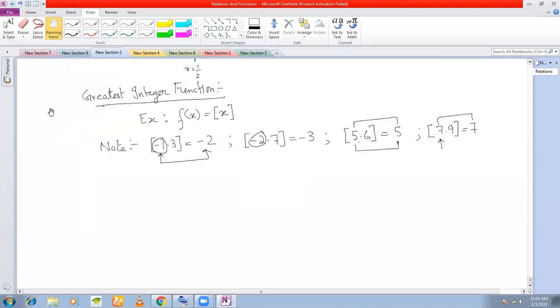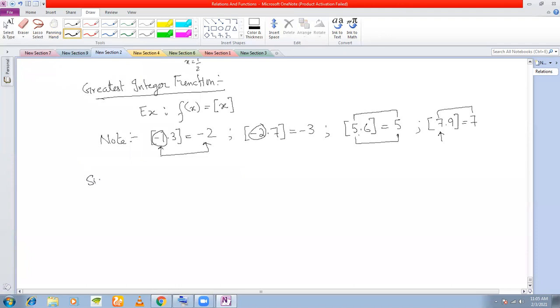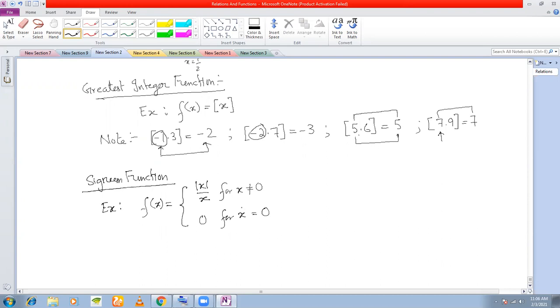Next type of function is called the signum function. You will never come across this kind of function, or you may come across it in one or two sums, as the modulus function only you will come across. It is a part of the modulus function. So a signum function will look something like this. f(x) is equal to mod x by x for x not equal to 0, which is equal to 0 for x equal to 0. This is what the signum function looks like.